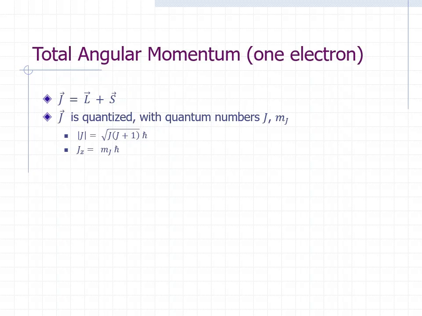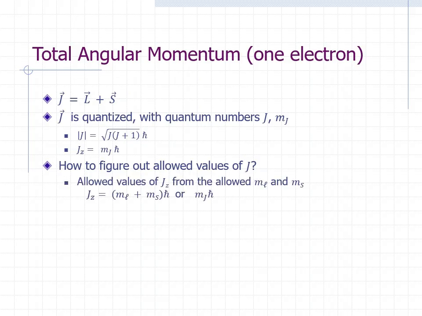The question now is, how do we determine the allowed values of the quantum numbers J and M sub J? To answer this, we begin by considering the z component of the total angular momentum. The z component, J sub z, is simply the sum of the z components of L and S. In other words, J sub z equals M sub L plus M sub S, all multiplied by h bar. We define the sum of M sub L and M sub S as M sub J.